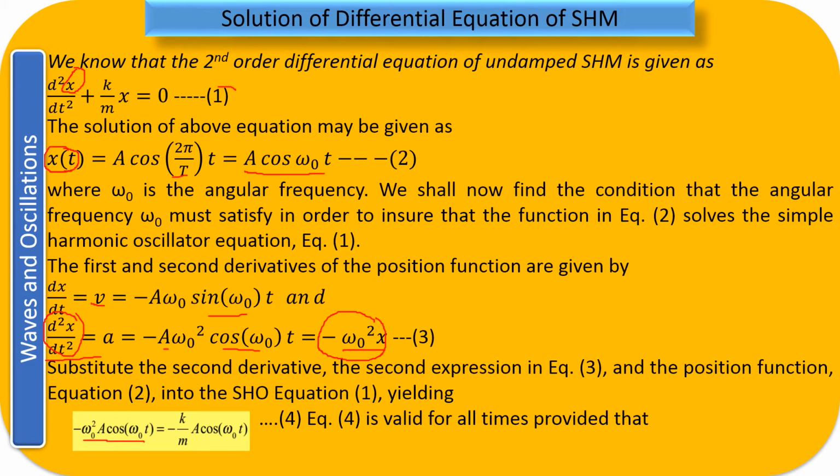So this is what I have written: d square x upon dt square is equal to minus k by m into x. So minus k upon m into x is equal to how much? A cos omega naught into t. Now what we can see here, a cos omega naught t and a cos omega naught t will get cancelled. So what we are getting, minus omega naught square is equal to k by m. So omega naught square is equal to k by m.